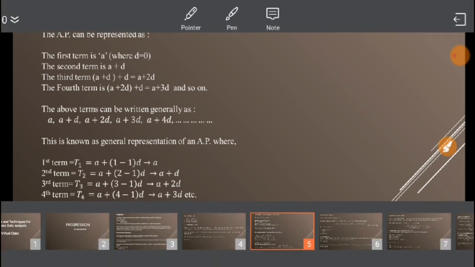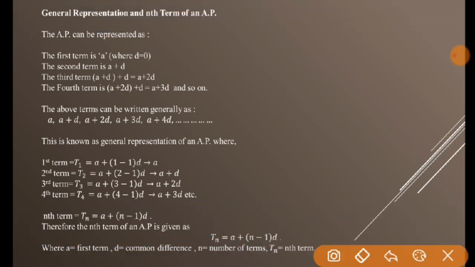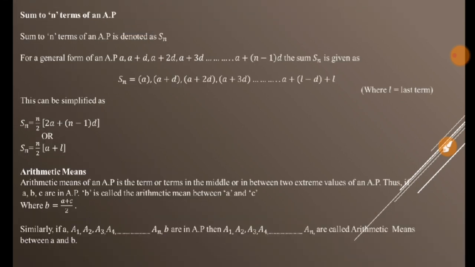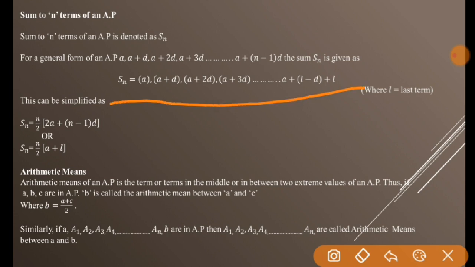In arithmetic progression we are also finding the sum of n terms of an arithmetic progression. The sum to n terms of an arithmetic progression is denoted by Sn. The general representation of an arithmetic progression will be like this: A, A plus D, A plus 2D, A plus 3D, and so on, A plus n minus 1 into D. This is how we are going to represent it when it comes to sum.